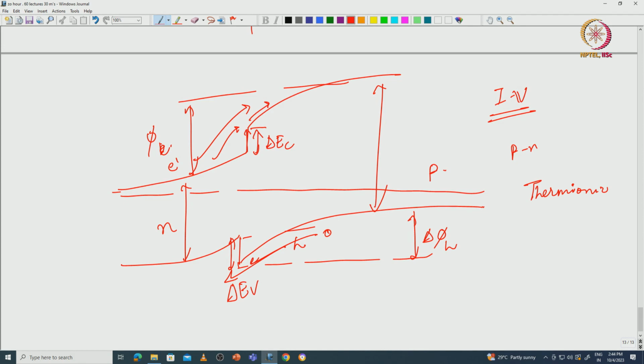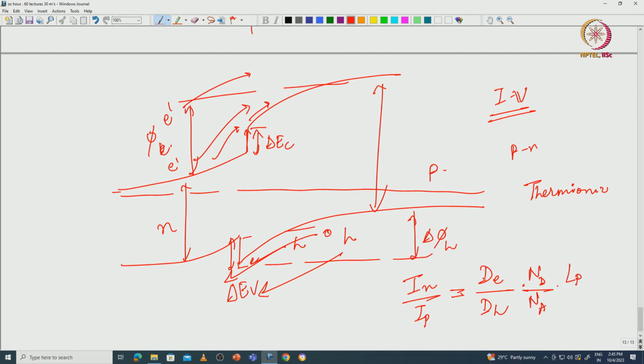Essentially, if you take the ratio of the electron current to the hole current and do some simple math, typically in a PN junction, the electron current is electrons going to the other side, and the hole current is holes coming to this side. The ratio of electron to hole current in a typical PN junction is the diffusion coefficient of electrons divided by the diffusion coefficient of holes, times the n-type doping divided by the p-type doping, times the diffusion length of holes divided by the diffusion length of electrons. This is your ratio of the electron current to the hole current.